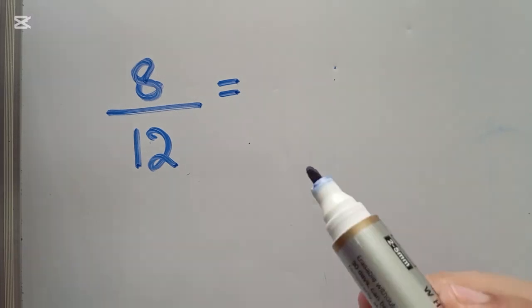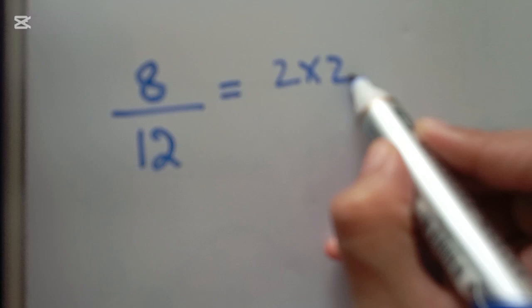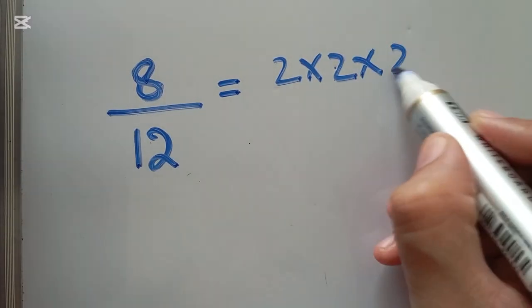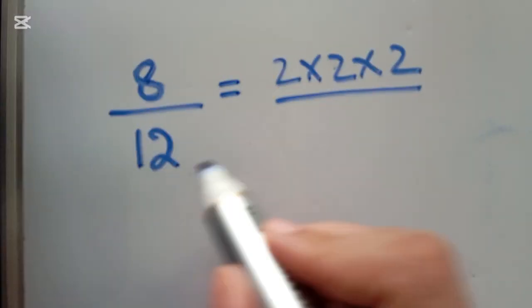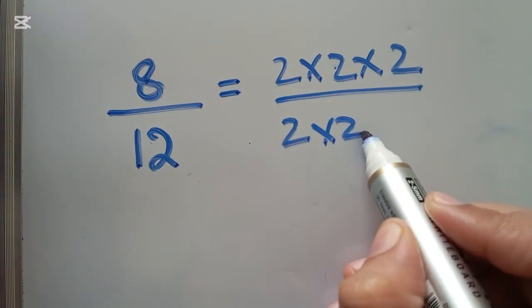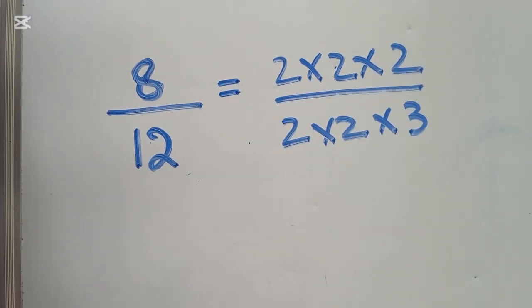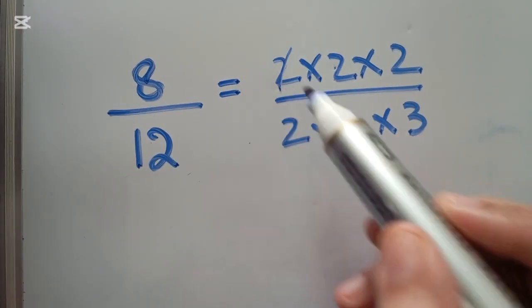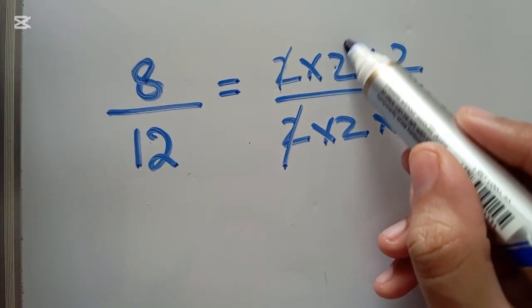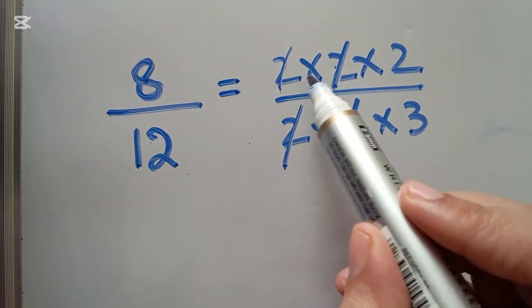Now see a fraction 8 over 12. The factors of 8 are 2 multiplied by 2, 4, and 4 multiplied by 2 will give us 8. Similarly, the factors of 12 are 2 multiplied by 2 will give us 4 and 4 multiplied by 3 will give us 12. So again we can see common factors in the numerator and denominator. So this 2 can be cancelled with this 2 and this 2 again can be cancelled with this 2. Why can I cancel? Because there is a sign of multiplication.